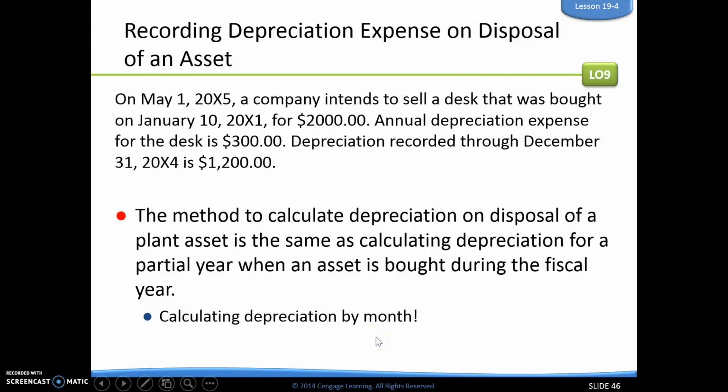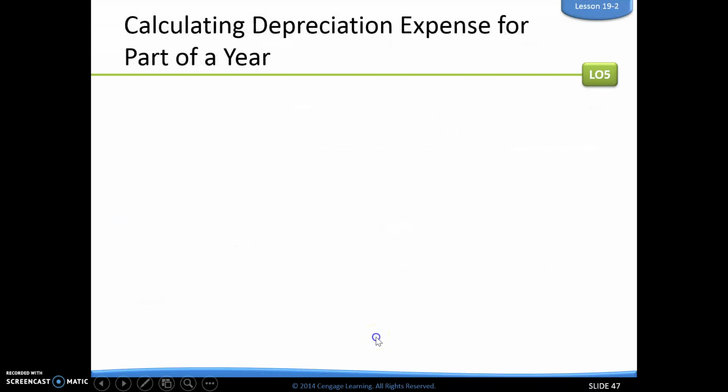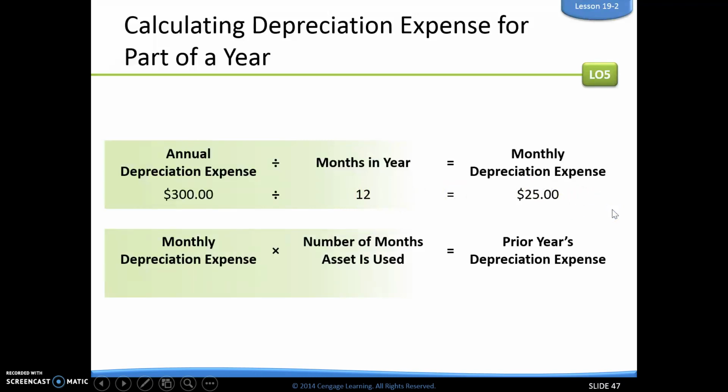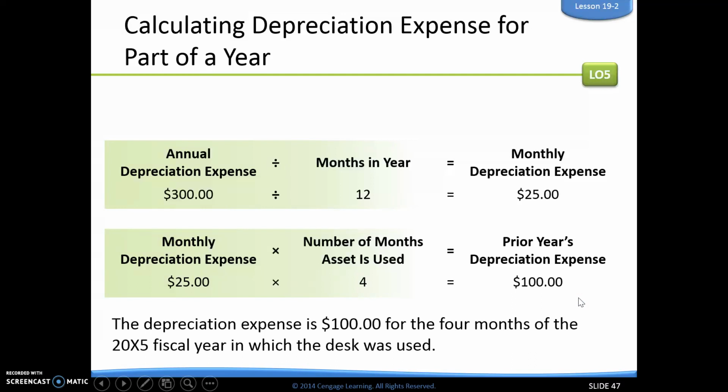So we need to calculate our depreciation by month, essentially. So I brought this graphic forward. Remember that it said that our annual depreciation expense was $300. And we have 12 months in a year, so that means our monthly depreciation expense is $25. And then we figure out how many months that desk got used. And it was 4: January, February, March, and April. And then we get a total of $100 for that depreciation expense for that year. So that's what we need to make sure that we record.